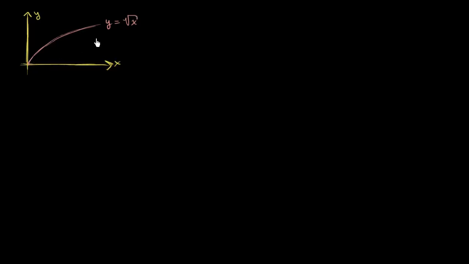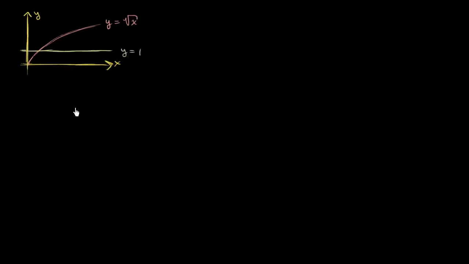Here we've graphed the function y is equal to the square root of x. And we're going to create a solid of revolution, but we're not going to do it by rotating this around the x or the y axis. Instead, we're going to rotate it around another somewhat arbitrary line. In this case, I will rotate it around the line y is equal to 1. So let's say that this right over here is the line y equals 1. This is what we're going to rotate it around.